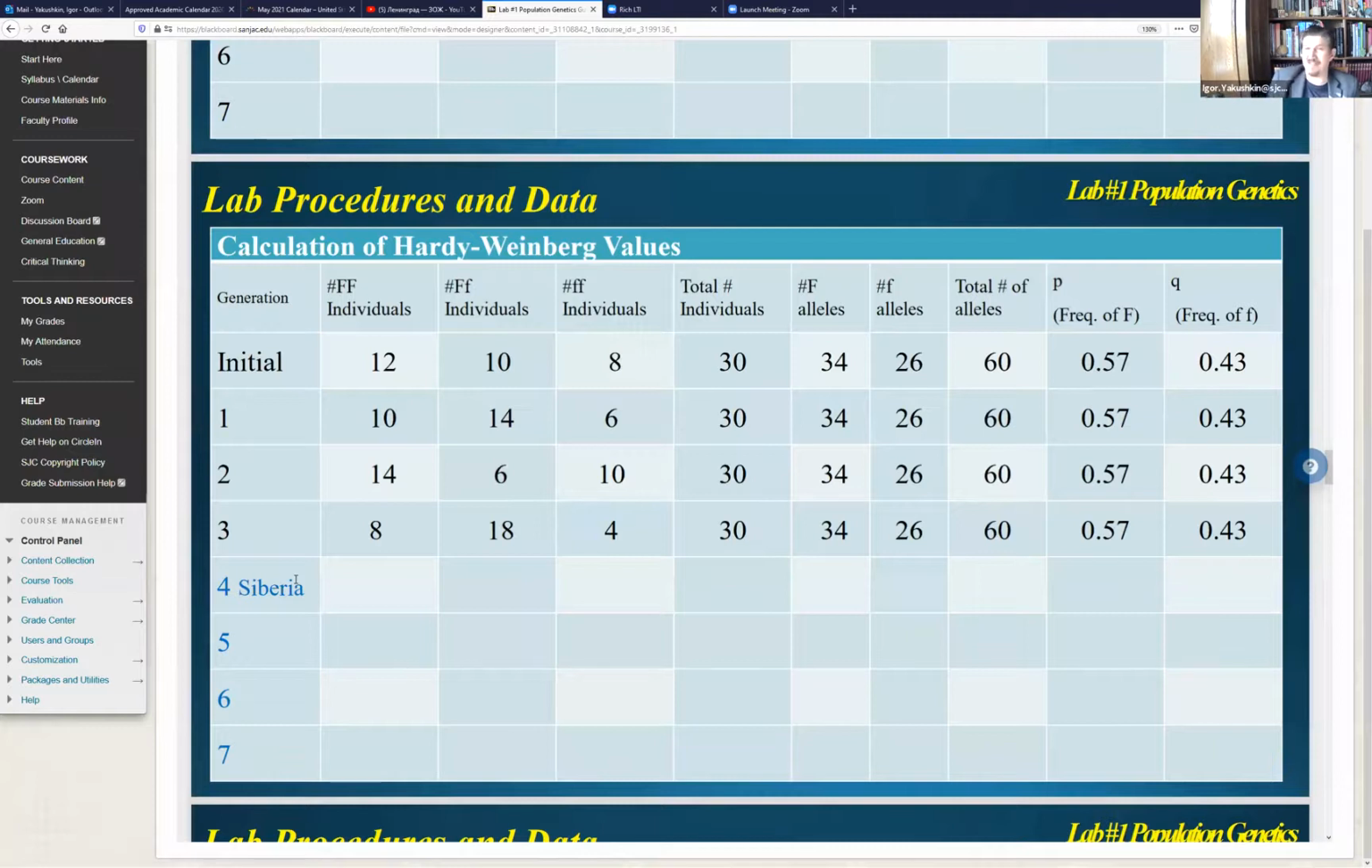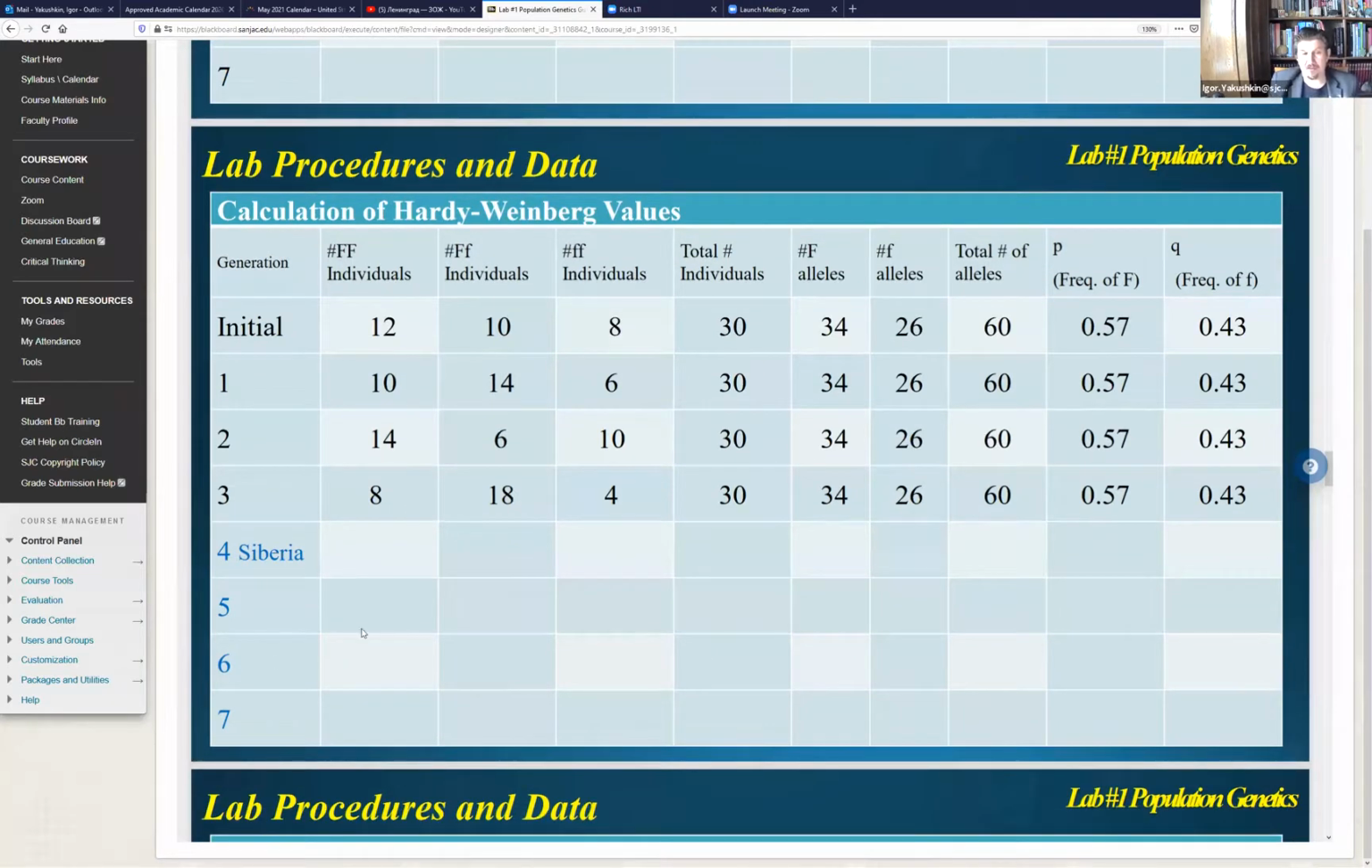Not necessarily the number of individuals, and that's a good idea. But in this particular case, each population usually grows to the maximum of carrying capacity within the area. So in this particular case, if we send them to Siberia, now what did we introduce? Natural selection. The cold will kill the creatures which are not adapted to the cold, the hairless ones. So now let's take a look at what happened.